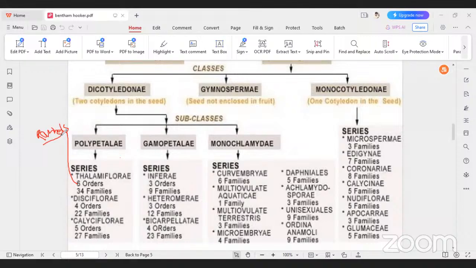Hypogynous and ovary superior, divided into four orders. In Disciflorae, four orders. The orders are Geraniales, Olacales, Celastrales, Sapindales. Four. The next one, and let me complete with the families also.